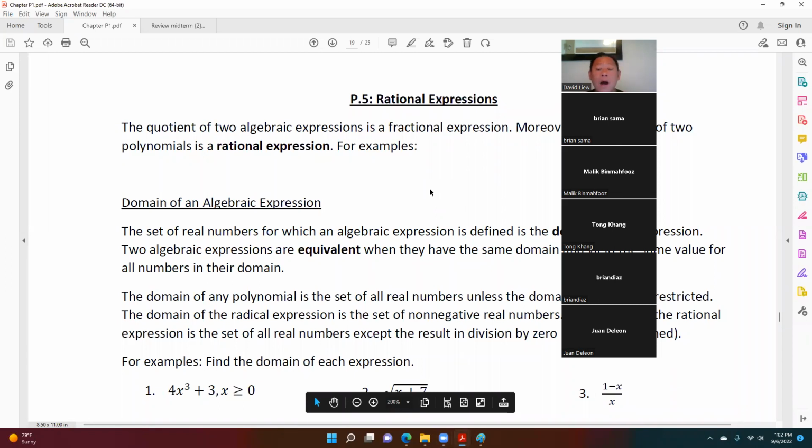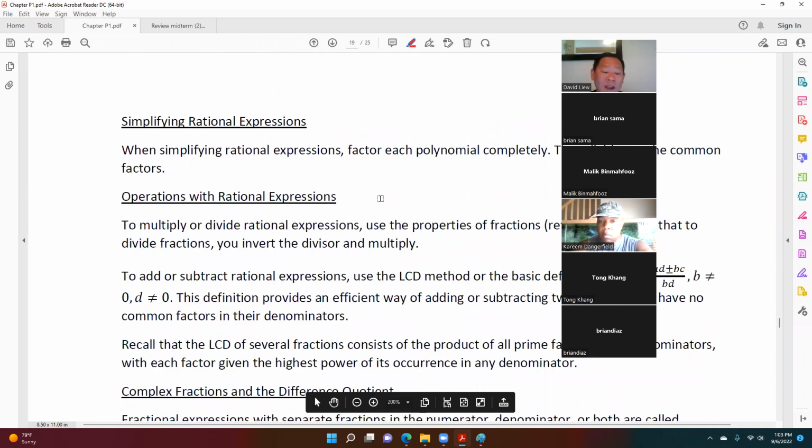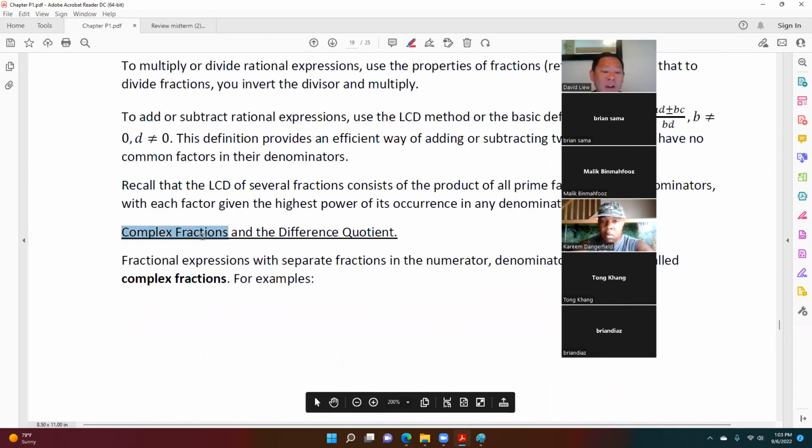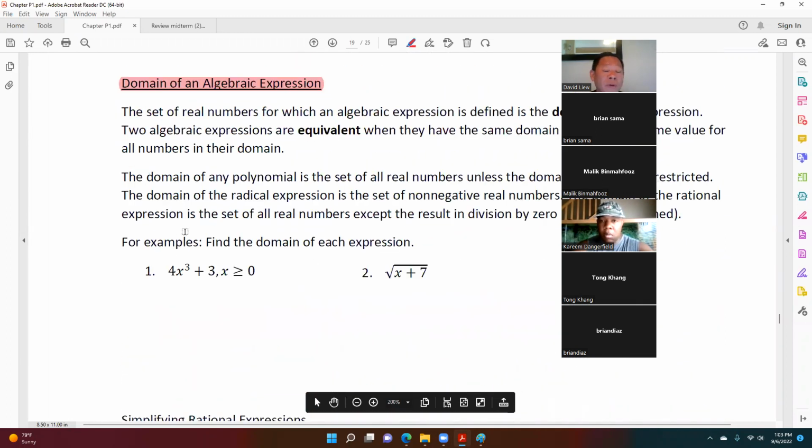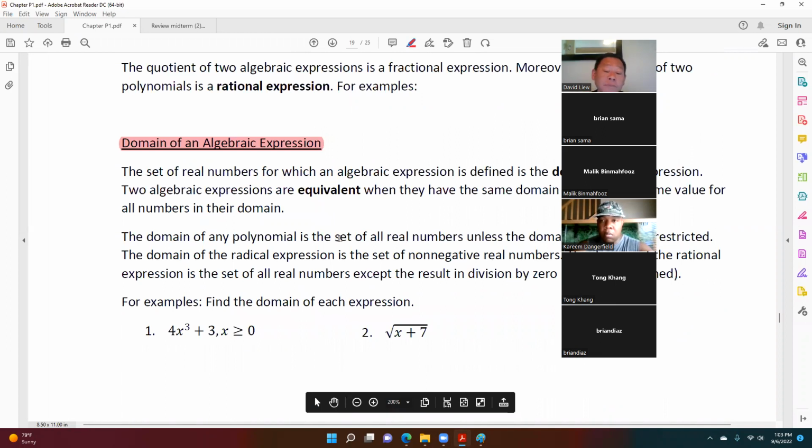So we talked about rational expressions last Thursday, but there are two other components that I did not go over. One is the domain of an algebraic expression. And the last component that we didn't go over in class is the complex fraction. These are the two things that we will be going over in the Zoom today.